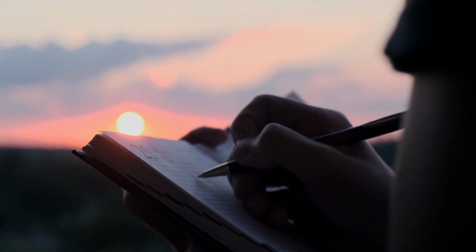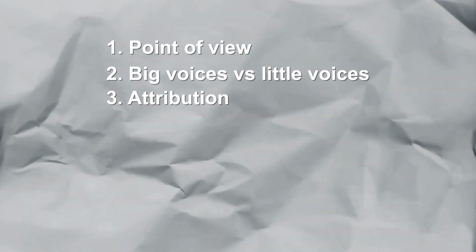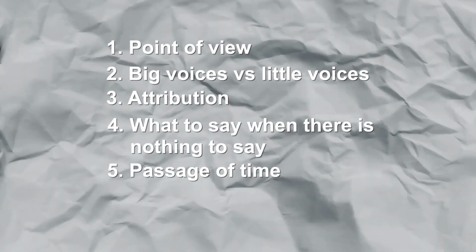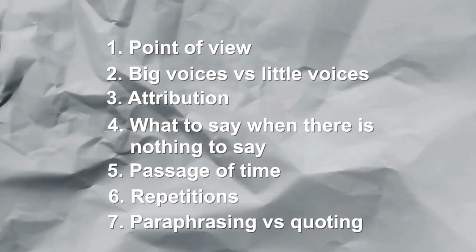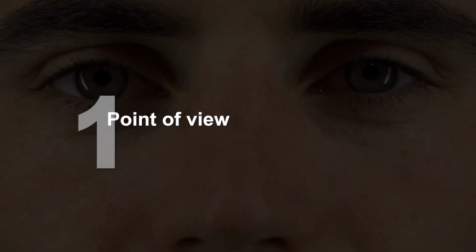Palahniuk breaks it down into 7 distinct forms: point of view, first, second, and third; big voices versus little voices; attribution, what to say when there is nothing to say; passage of time, repetitions; paraphrasing versus quoting. In this video, I will dissect each of these techniques and provide a concise summary of how to use them effectively so you can incorporate texture into your writing. Let's go. 1. Point of view.